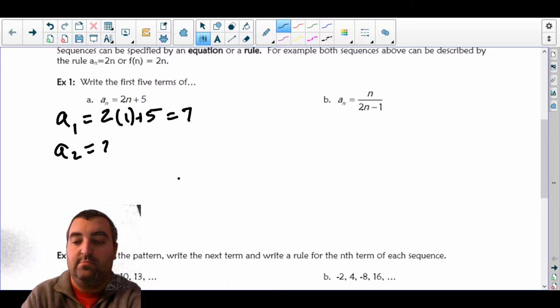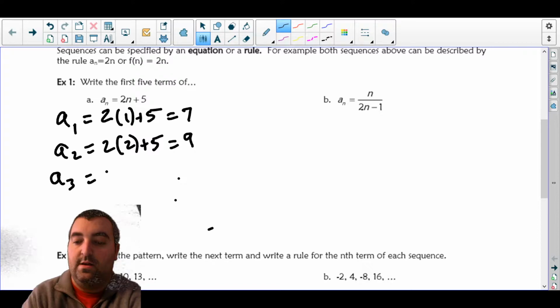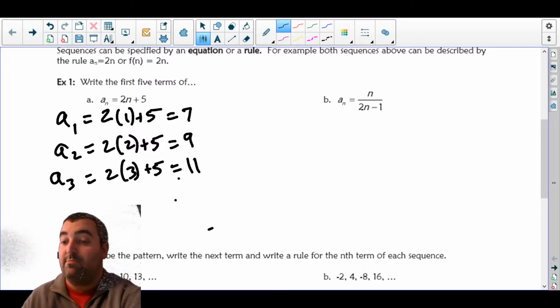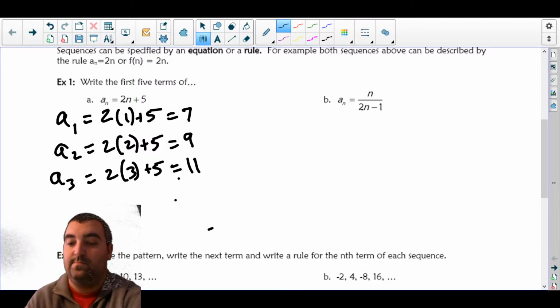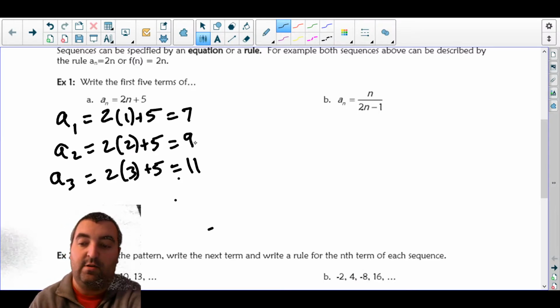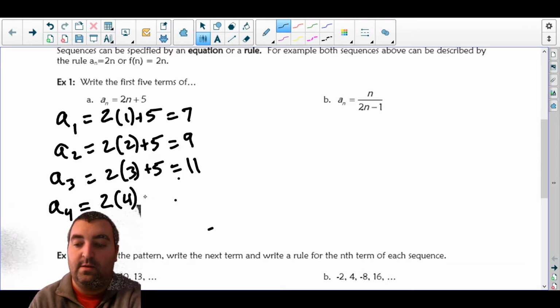A sub 2, we substitute in 2, and you'll get 4 plus 5 is 9. A sub 3, 2 times 3 plus 5, so that would be 11. And you can probably already tell what the pattern is, so you don't necessarily have to keep doing the algebra. Once you figure out, oh, I'm going up by 2's, you could probably guess without substituting in that the next one's 13, but just to check, 2 times 4 is 8 plus 5 is indeed 13, and the last one is going to be 15.